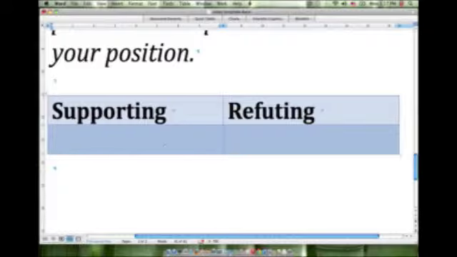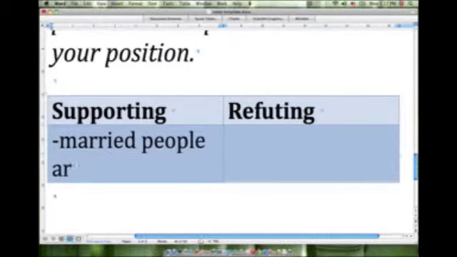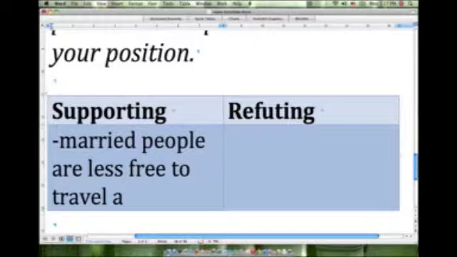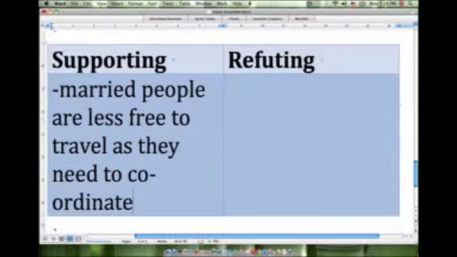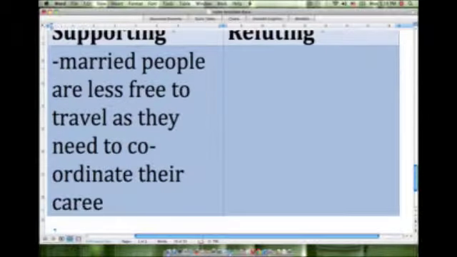So perhaps an idea that we could put in our supporting column would be something like married people are less free to travel as they need to coordinate their careers. Something like that.